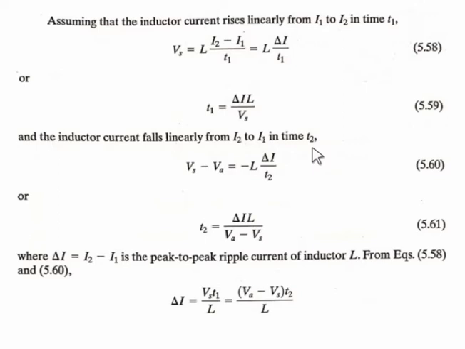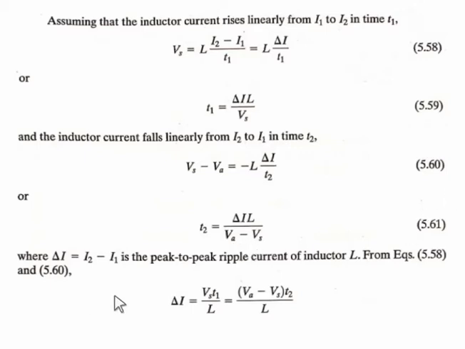So in this situation, the current becomes negative. The voltage across the inductance is given by the input voltage minus output voltage, and the voltage across the inductance is its inductance value, which is minus L delta I by T2. So from this equation, T2 equals delta IL divided by V0 minus Vs. Rearranging this equation, it becomes V0 minus Vs.